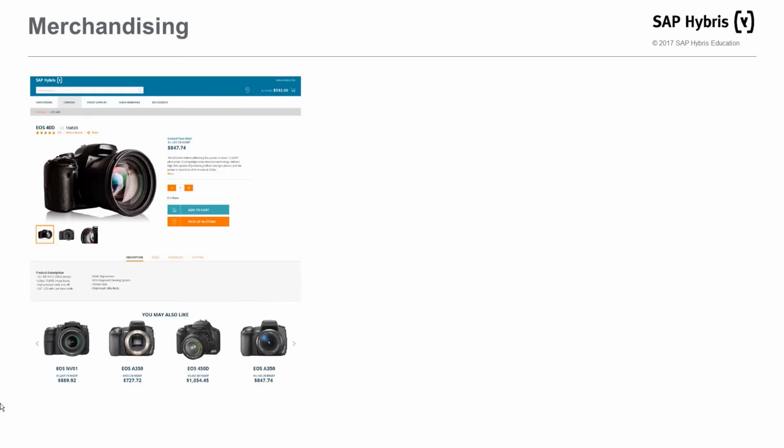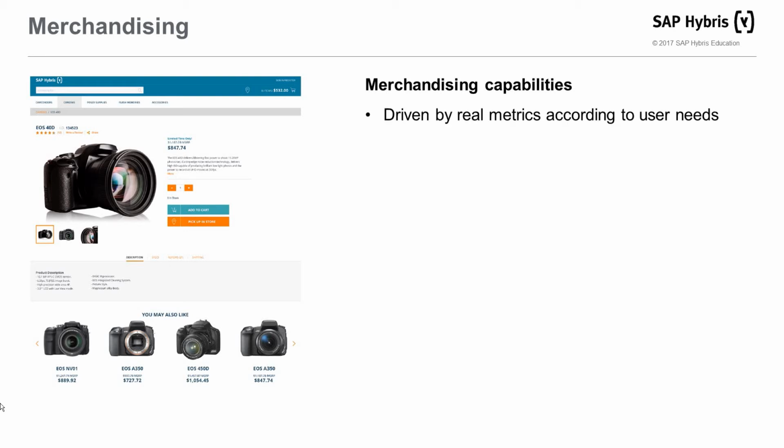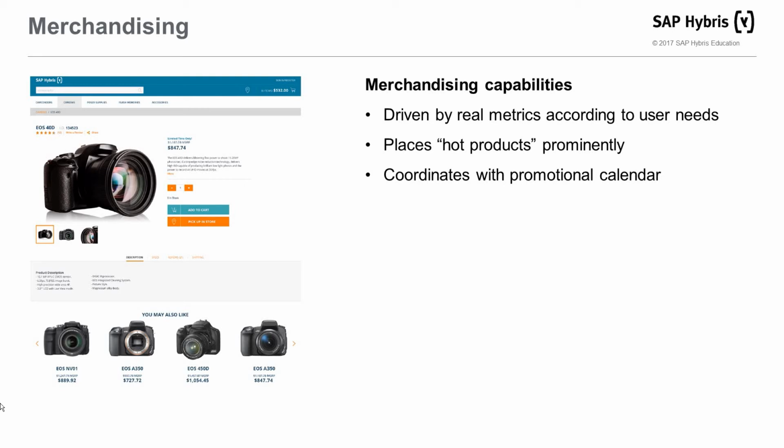SAP Hybris Merchandising is the third tool of the customer experience solution. It simplifies the ever more resource-intensive task of merchandising management. By generating relevant recommendations based on real-time information and context, merchandising allows merchandisers to focus on business value. Hot products are more likely to drive a conversion. Merchandisers can place them where customers will see them. Coordinating merchandising personalizations with the promotional calendar will drive more sales of promoted products.